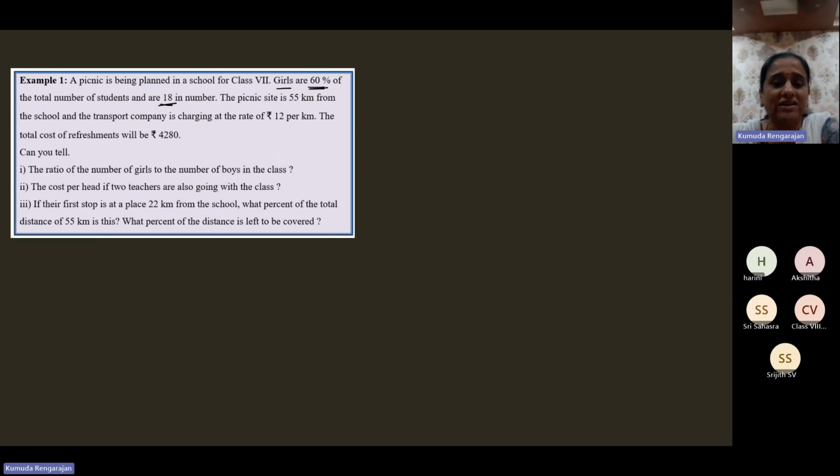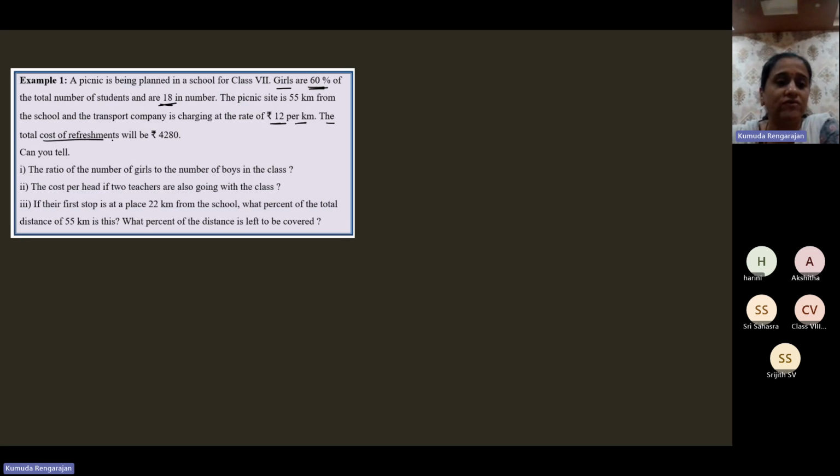The picnic site is 55 kilometers from the school. And the transport company is charging at the rate of rupees 12 per kilometer. So the children have to go to the picnic spot and return to the school. So the distance from the school to the picnic spot is 55 kilometers. And the transport company charges at the rate of rupees 12 for 1 kilometer.